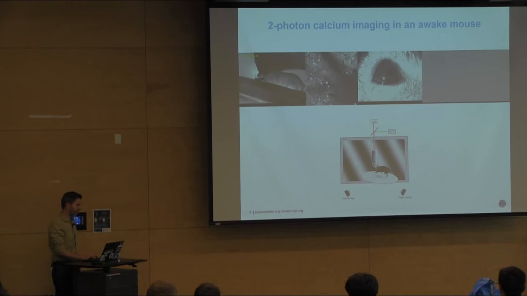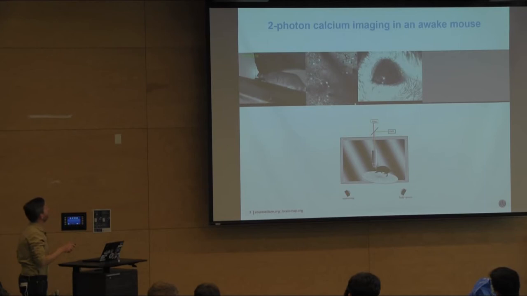So we have mice that are on a running wheel with a screen on their right side. And we have a microscope that is affixed above their head. And so we can use two-photon imaging to record fluorescent activity from individual cells.